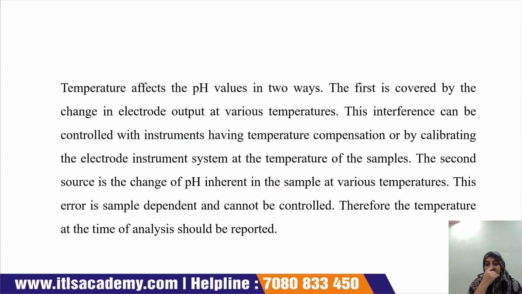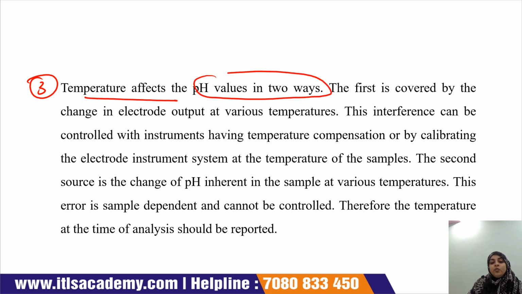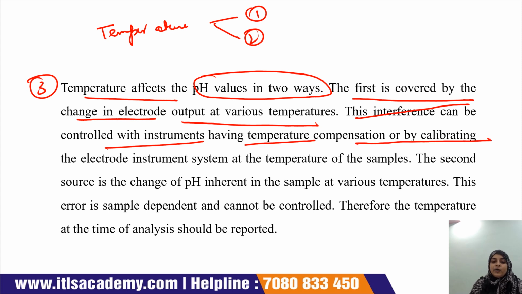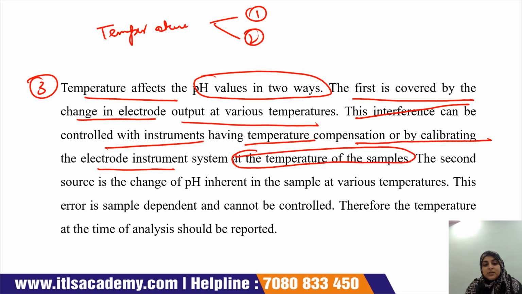The next interference is temperature, which affects the pH value in two ways. The first is the change in electrode output at various temperatures. This interference can be controlled with an instrument having temperature compensation, or by calibrating the electrode-instrument system at the temperature of the sample. When we calibrate it, this problem will be resolved.